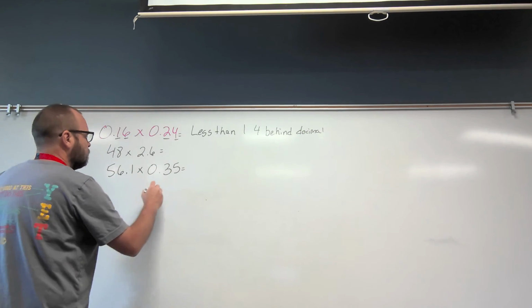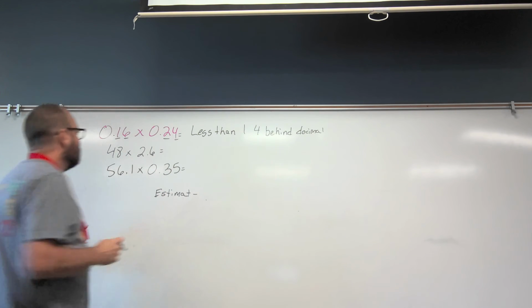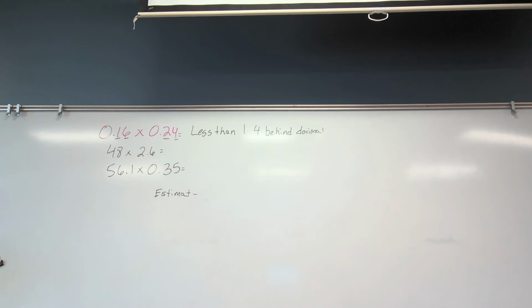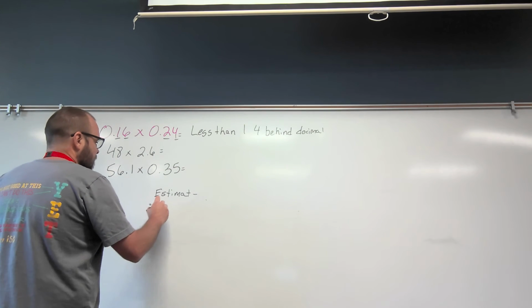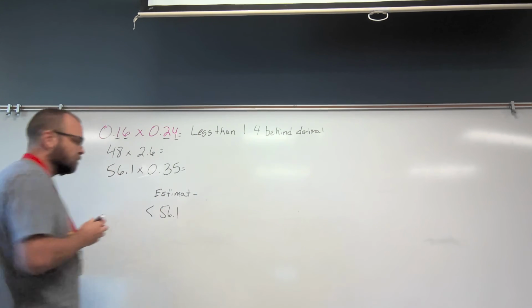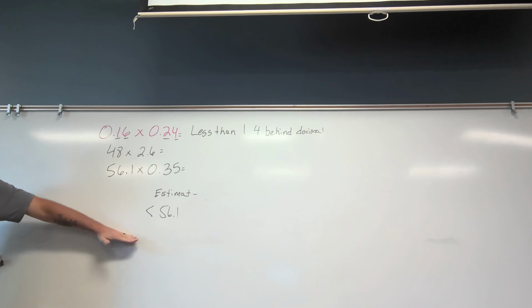So we're going to look at this one. Estimate. We're going to multiply 56 and 1/10 times a number less than 1. So what's going to happen to my 56? Rylan? It's gonna get less. Good. So my answer has to be less than 56 and 1/10.